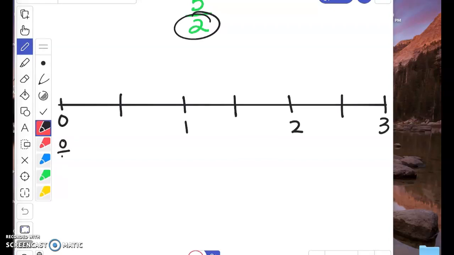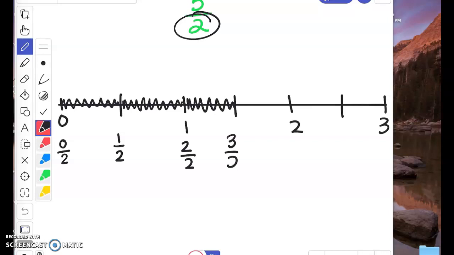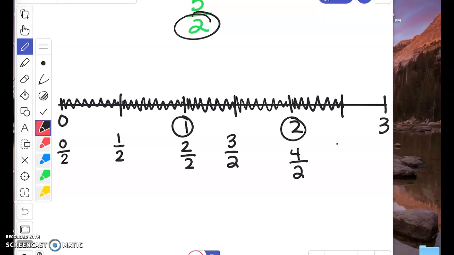So if this is 0 halves, if I keep eating on this number line, chomp, chomp, chomp, I've eaten 1/2 of my candy bar. If I keep going, chomp, chomp, chomp, I've eaten 2 halves or 1 whole candy bar. If I keep going, chomp, chomp, chomp, I've got 3 halves. If I keep going, chomp, chomp, chomp, I've got 4 halves or 2 whole candy bars. I'm almost there. Chomp, chomp, chomp. 5 halves. And if I keep going just to finish it out, this would be 6 halves.